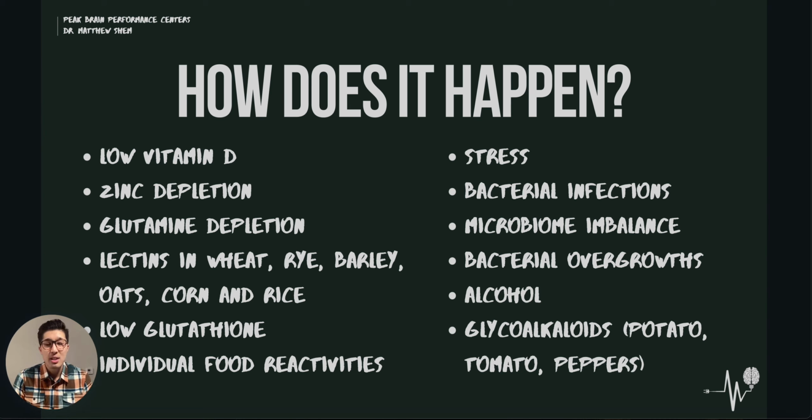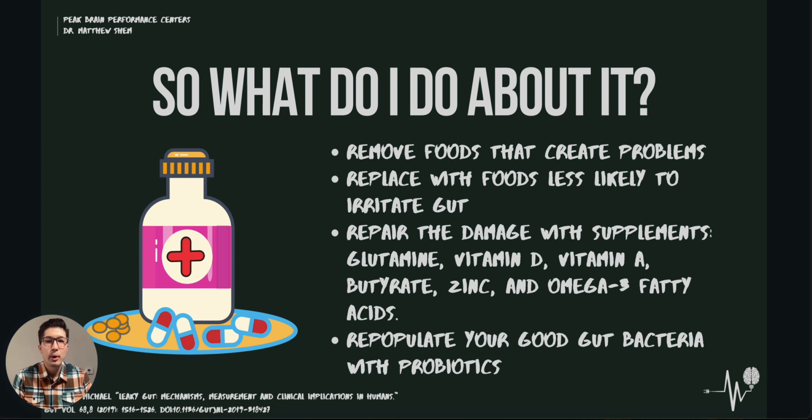Then we have stress. Stress is a big factor. Infections, microbiome imbalances in the gut, alcohol intake, probably more so alcohol abuse, glycoalkaloids, which can be found in potatoes, tomatoes, and peppers. So once you have all this, what do we do about it?